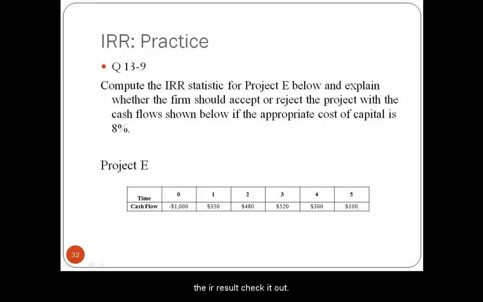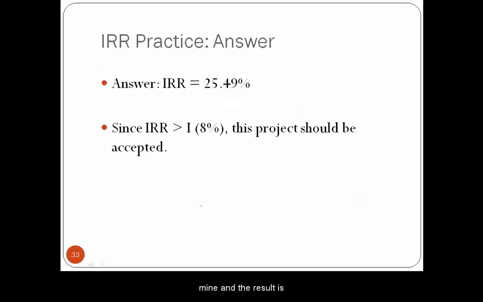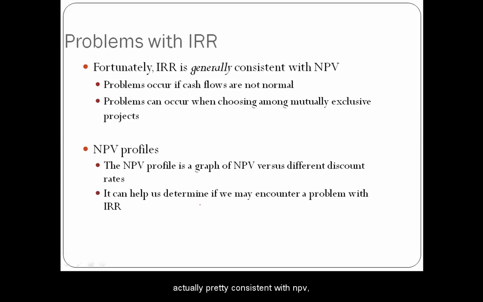If you want to do one more practice, this is question number 9 from end of chapter 13. This is a 5-year project, and you are given the amount of the cash flows every year, and the result is also given. So check your result with mine, and the result is IRR equals 25.49%. So since IRR is greater than the required rate of return or cost of capital of 8%, this project is acceptable. So most of the time, IRR is actually pretty consistent with NPV.